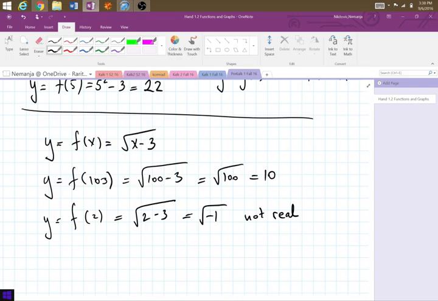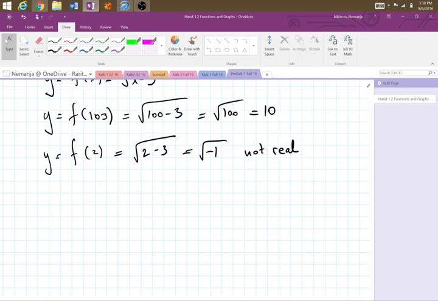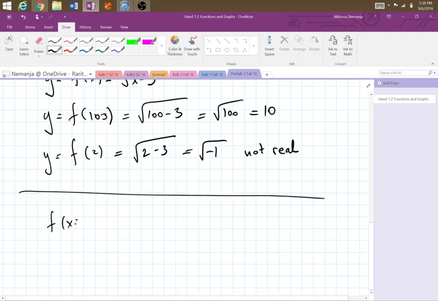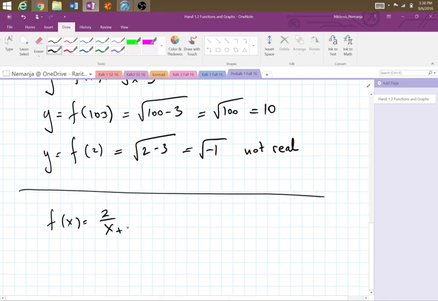But the idea is with functions that we want to know what are the values, and that sits in domain. What are the values that we could use to get a real answer on the other end, and what are the ones that we cannot? And then there is another case. Let's go with, let's say f of x is equal to 2 over x plus 5, because we can, all right? 2 over x plus 5.